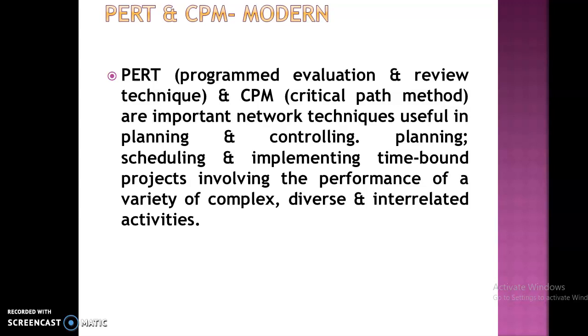And the last technique is known as PERT CPM. It's one of the powerful techniques used for controlling and planning, scheduling and implementing all the activities for project implementation. That's the particularity of PERT CPM. All the complex interrelated activities can be planned and scheduled with the help of this PERT method. This is one of the advantages of this particular modern method in management control in the organization.